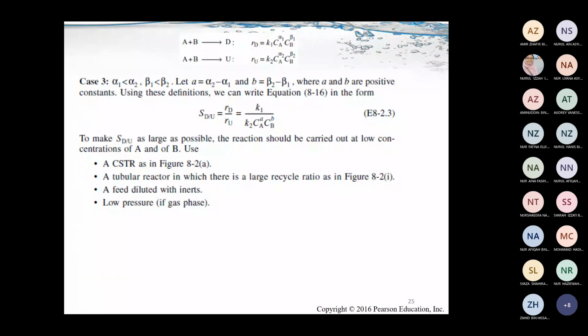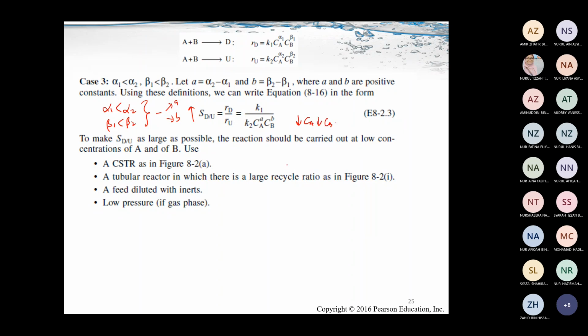Another one. Okay, this case is alpha 1 is less than alpha 2. Beta 1 is less than beta 2. Okay, kalau less, automatically dia akan jadi negatif lah dua-dua ni untuk A and B. Okay, so bila dia jadi negatif, kita perkan dia ke bawah. Okay, so we have a K1, K2, CA, CB. Okay, now kita nak maximizekan SDU. Okay, so bila kita nak maximize, of course yang value bawah ni kena rendah lah. Okay, so automatically what we need to do is we need to have a low CA and low CB.